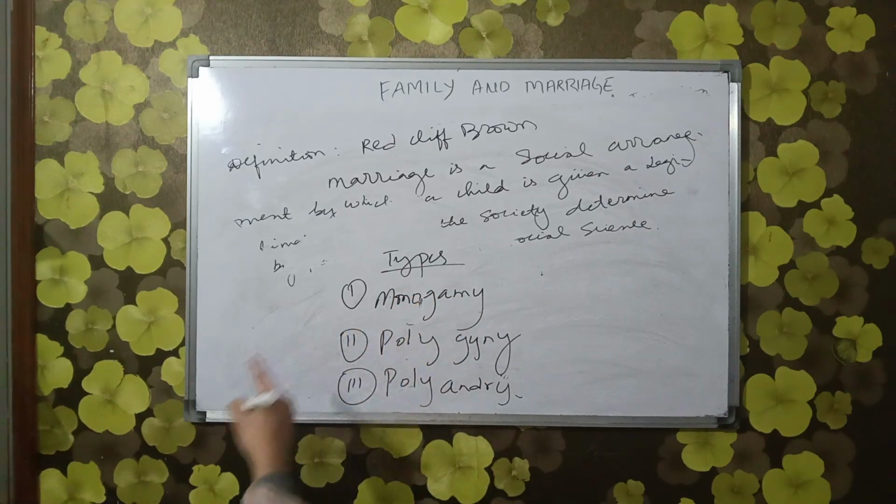The first one is monogamy. Mono means single, one. This is the most common type of marriage. Here the husband marries only one wife, and the wife also marries only one husband.